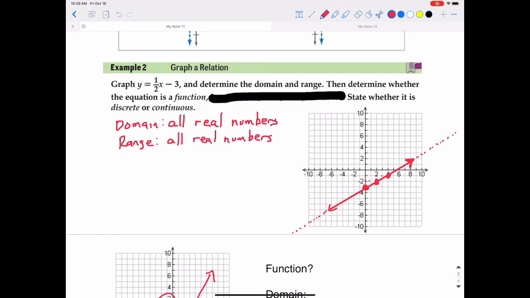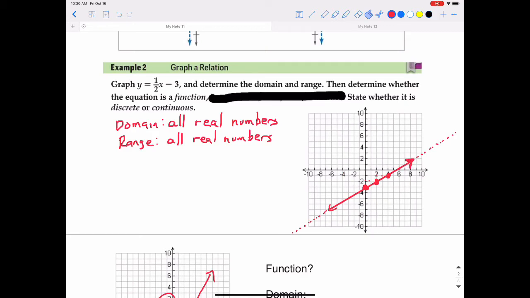Is it a function? Well, since we graphed it, we can simply check it with the vertical line test. So can I touch the graph in 2 points at the same time with a vertical line? Doesn't look like I can do it there. Can I do it anywhere else? So imagine if you take a vertical line and scrape it across the graph, you're not going to touch it in 2 places at the same time. Therefore, it is a function.